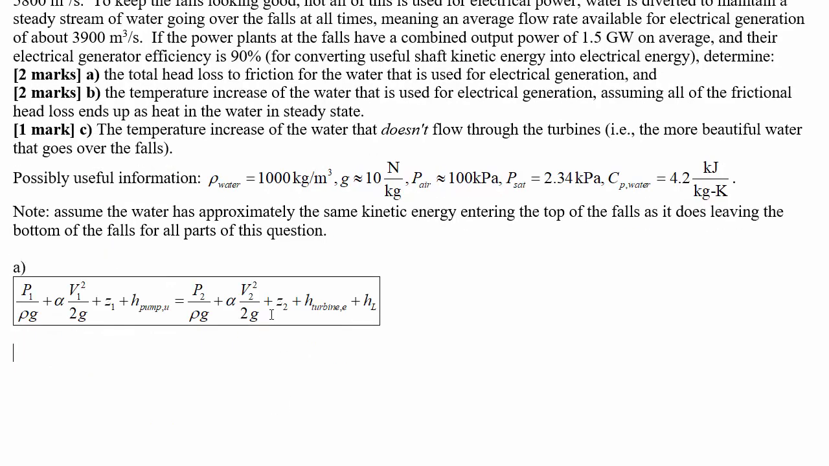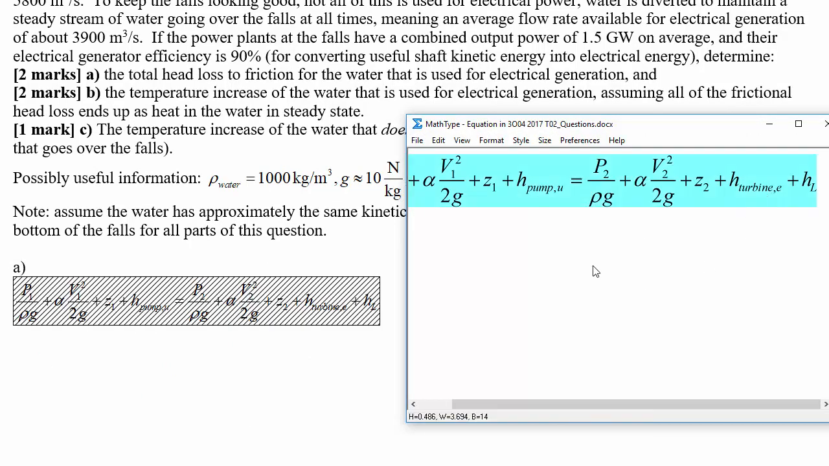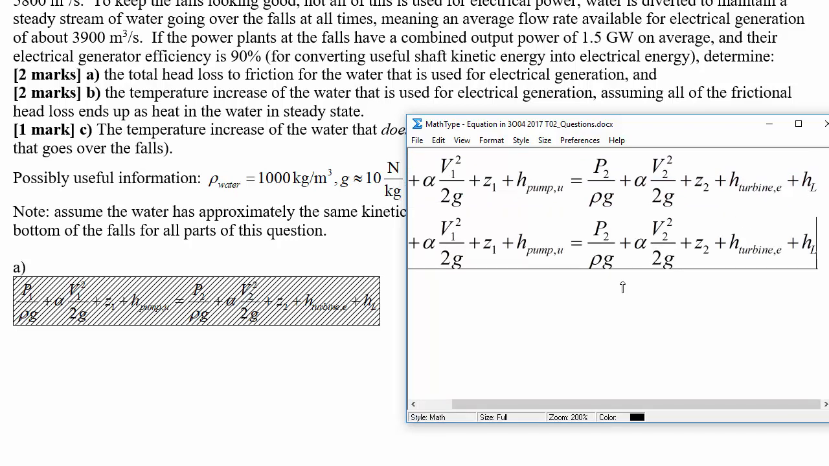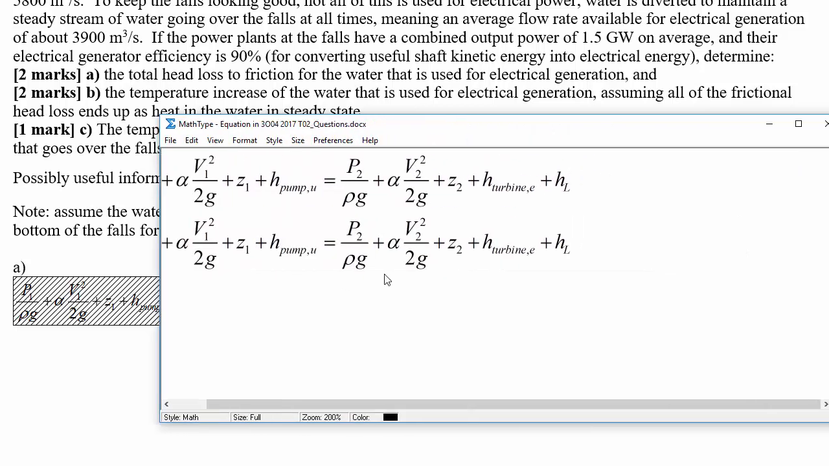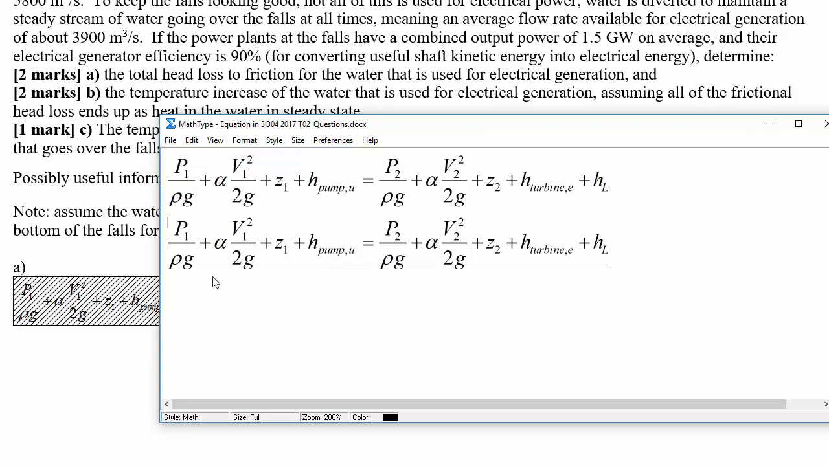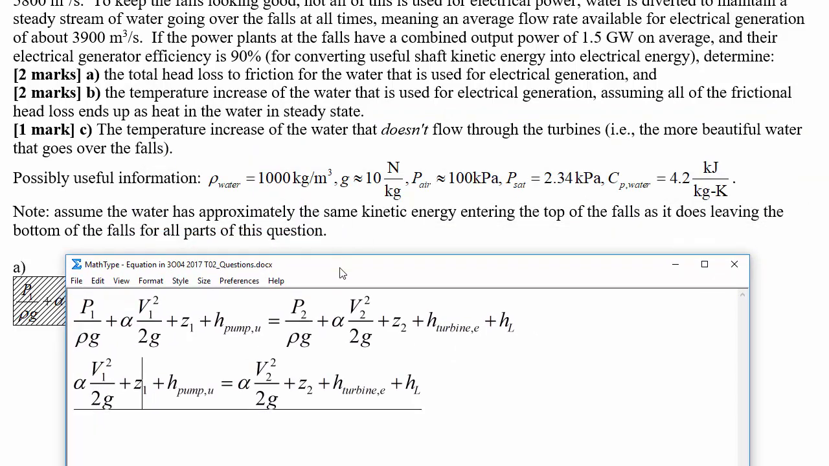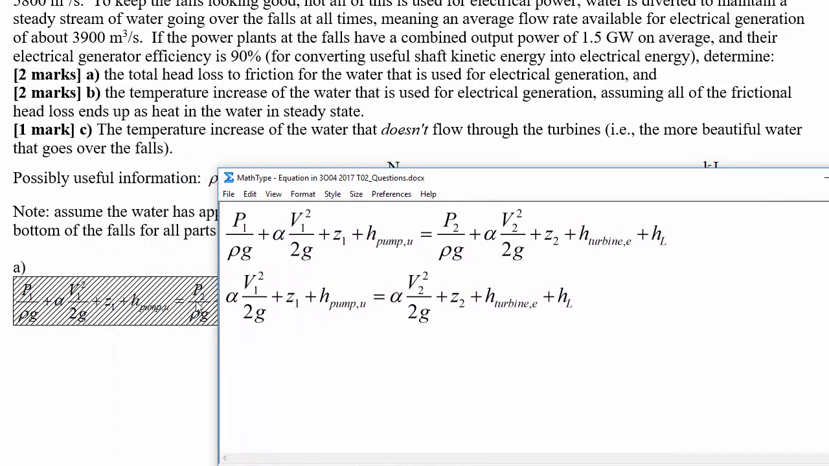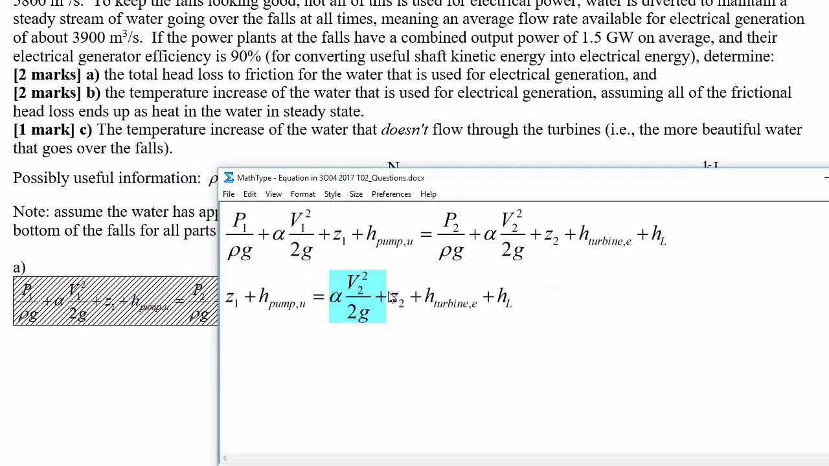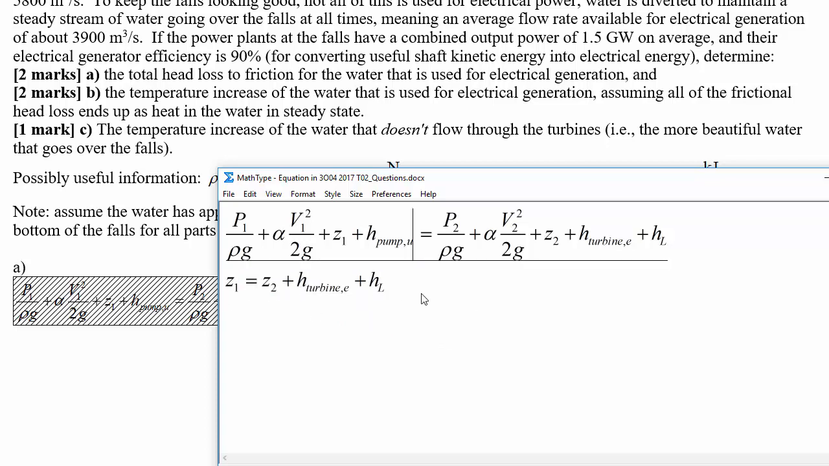Okay, so at the top and the bottom of the falls, what's the same? We have the same pressure, so we can cancel that with this pressure term over there. We have the same kinetic energy. They told us to assume the water has the same kinetic energy entering the top as it does leaving the bottom. So that's done. That's a lot easier. We have a height difference. There's no pumping going on. So we're left with just a height difference.